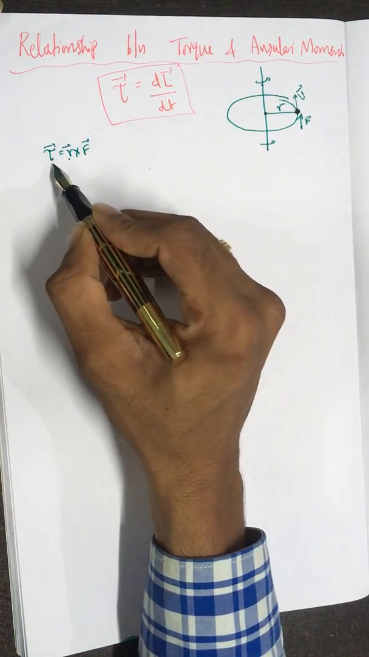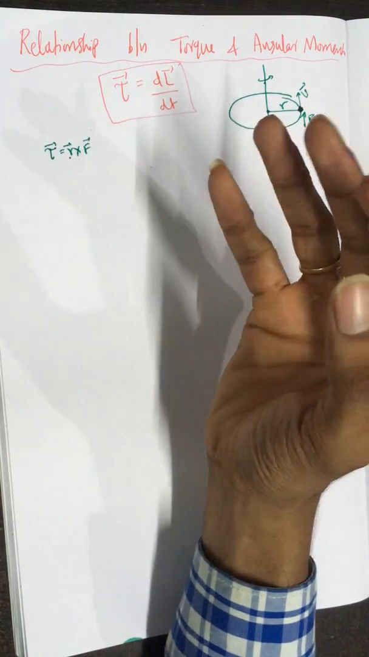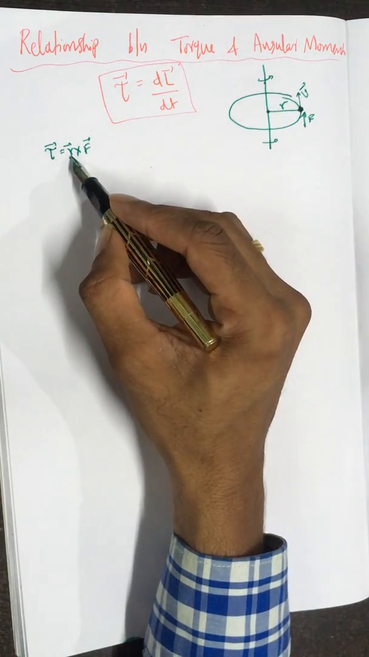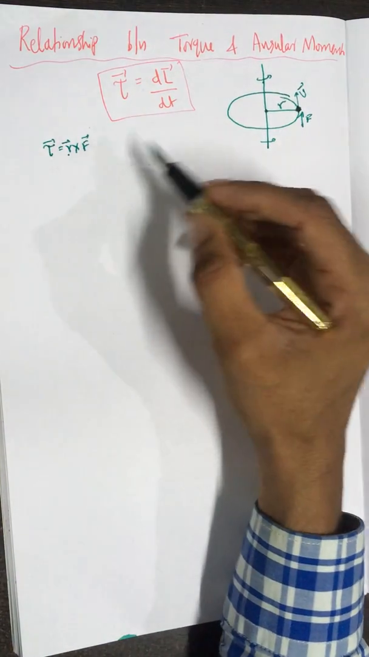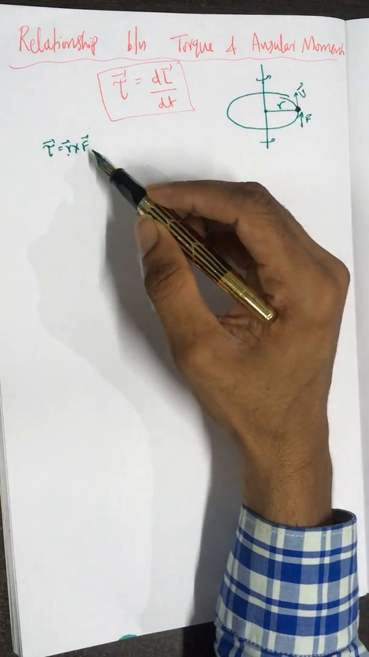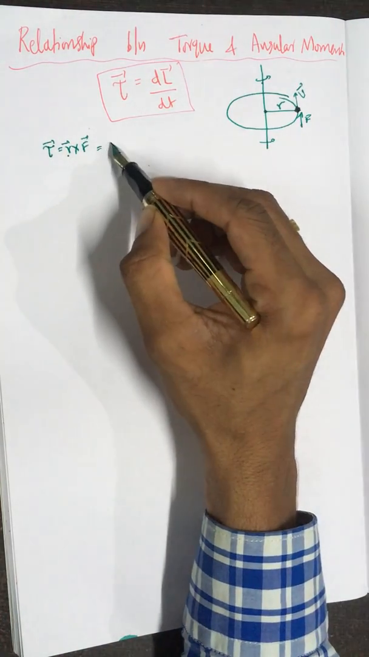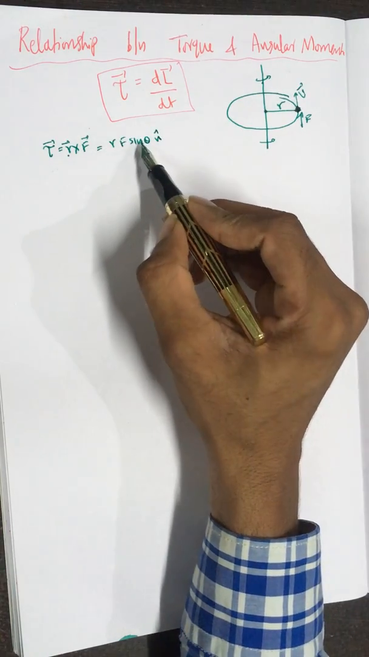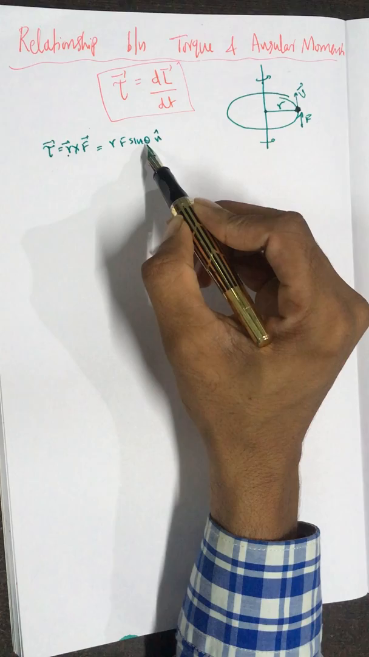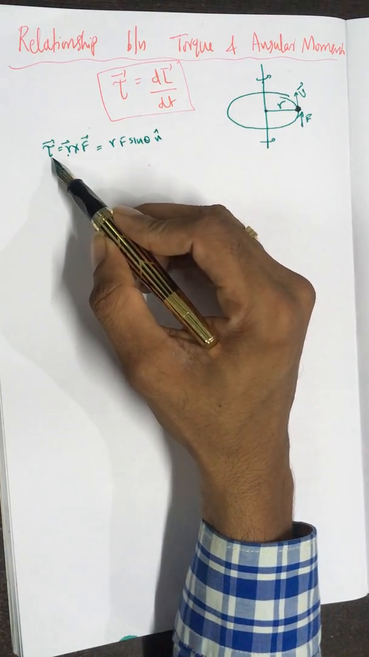And remember, this torque, which is the rotational effect of force, the moment of force, depends mainly on r. That means where you apply force, as well as F, how much force you apply, as well as the angle at which you are applying force. So I can write this as r F sine theta with a unit vector. So this theta also matters for the magnitude of torque.